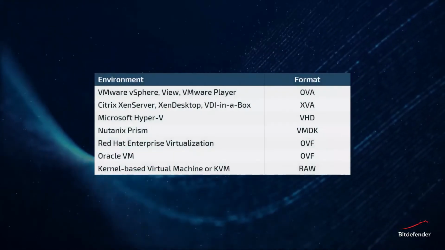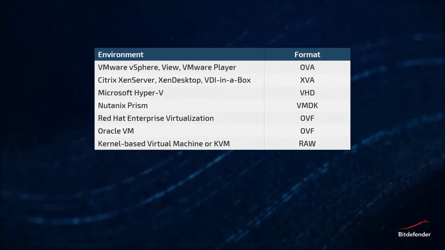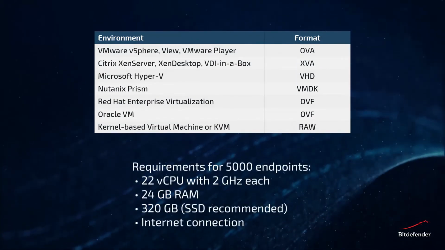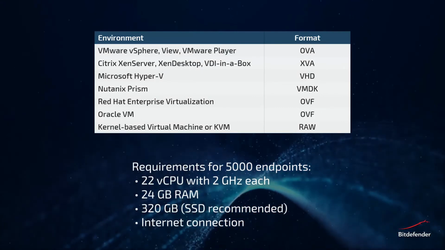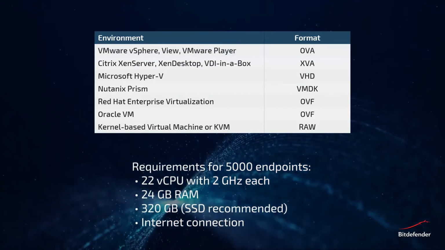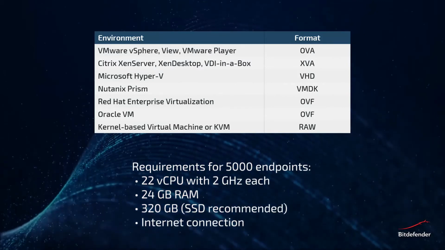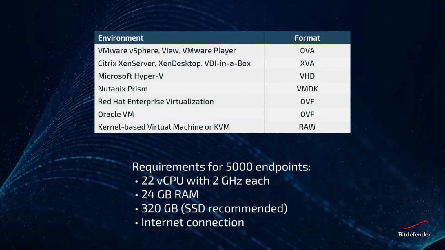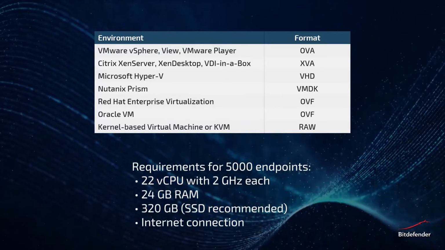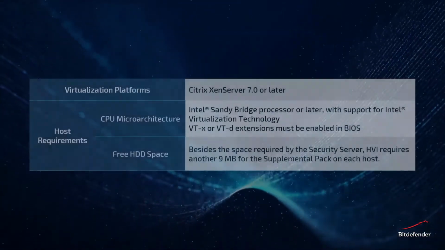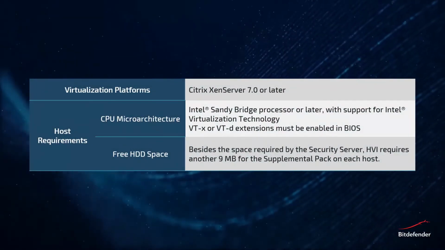GravityZone is delivered as a virtual appliance, which is available in several formats. For a network with 5,000 endpoints, it requires 22 virtual CPUs with 2 GHz each, 24 GB of RAM, 320 GB of storage, and of course, an active internet connection. Depending on the size of your network, you might need to modify the assigned resources, as advised by the Bitdefender Professional Services Department. HVI can be installed on any XenServer host that meets the minimum hardware requirements.